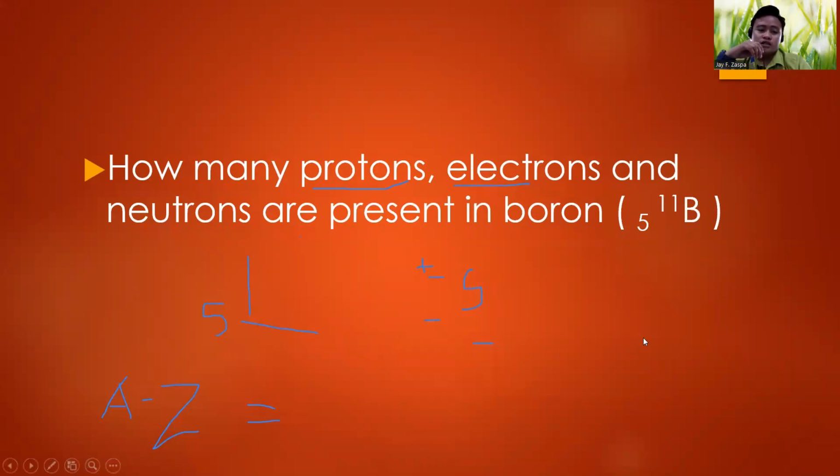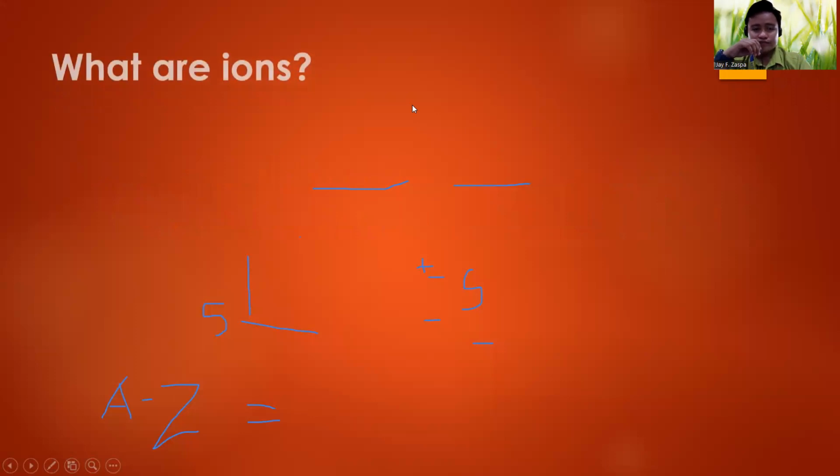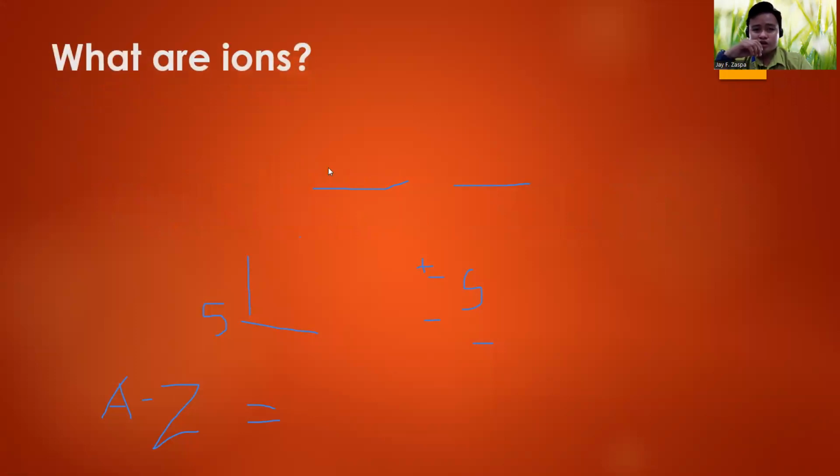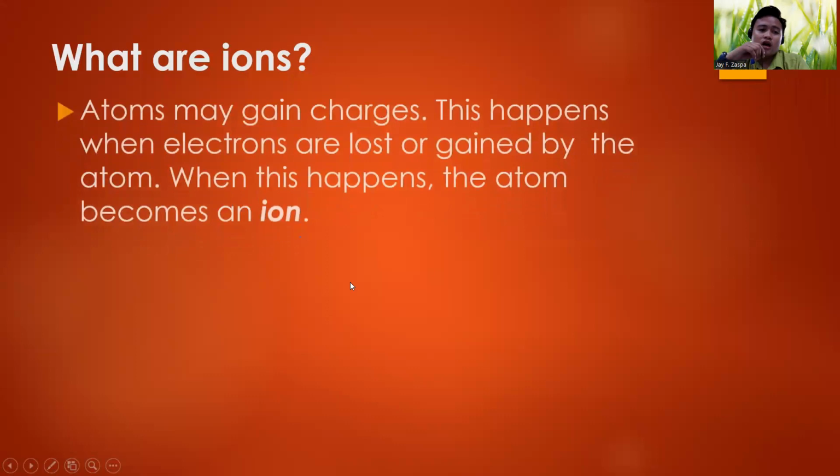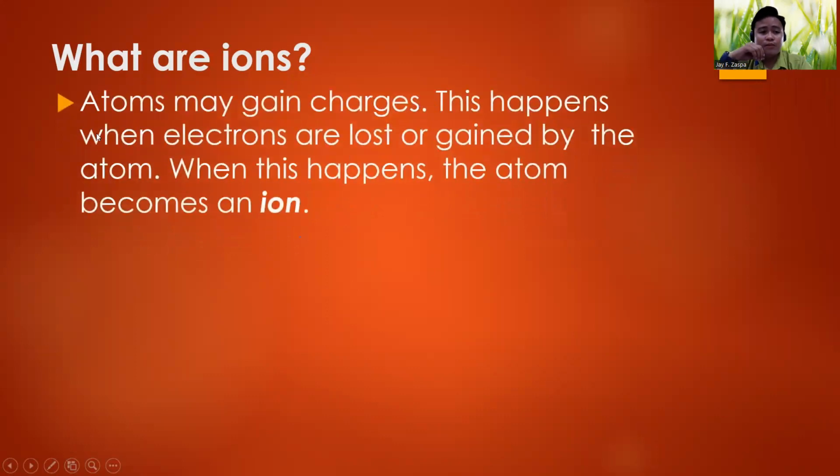Okay, now let's move to the discussion, which is all about ions. So what are ions? I think it's familiar to you, but let's go into it. Ions are atoms that gain charges. This happens when electrons are lost or gained by the atom. When this happens, the atom becomes an ion.